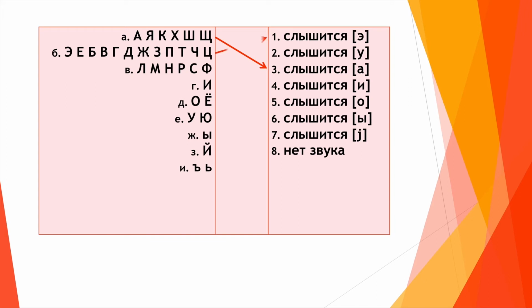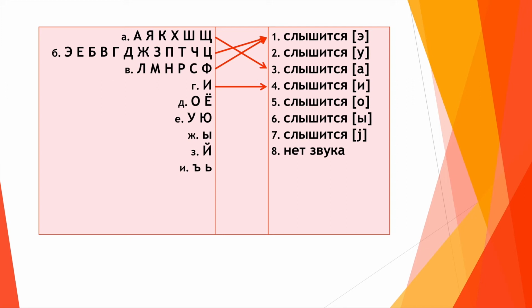Okay, the second line. E, Ye, B, V, G, D, J, Z, P, T, Ch, C. Okay, the answer is we can hear the sound E everywhere, right? Okay, third line. L, M, N, R, S, F. What do we hear? Again, we hear the sound E, but now the sound is at the beginning of the letter, not at the end. Okay, in the next line we have only one letter, which is the sound E. So of course it's number 4, we can hear the sound E.